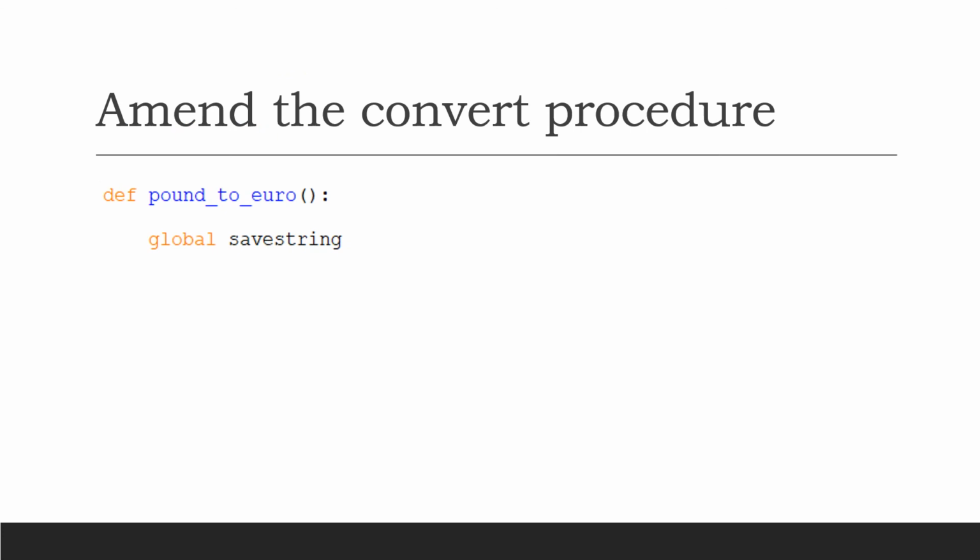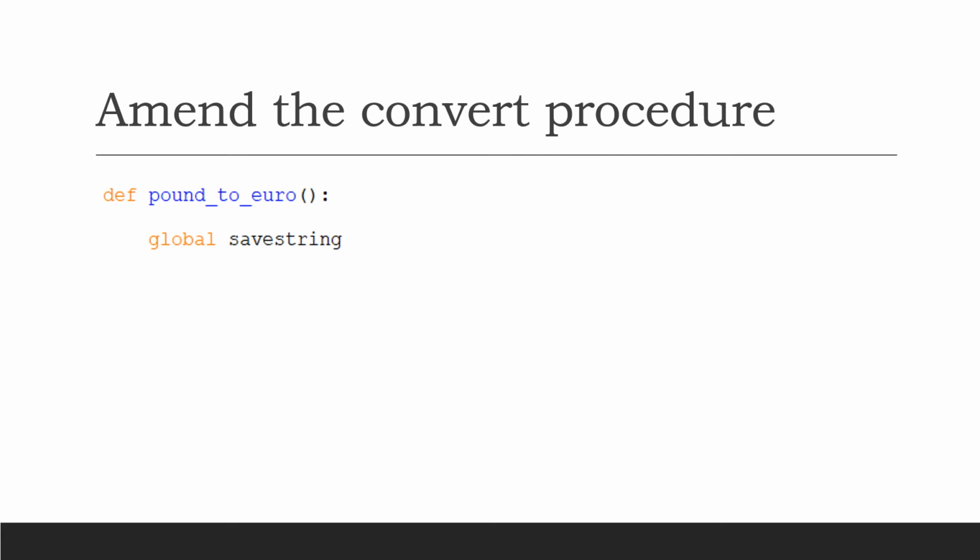And now I'm going to amend my convert procedure. In my version, I've called it pound to euro. And first of all, I'm going to ensure that the save string is a global variable, because I'm using it in two procedures, this convert one and at the end in the close app procedure. And it's much easier with Tkinter to just use global variables. If you're anxious about that, put a note about that in your write-up of your project, and that shows that you've considered the issue.